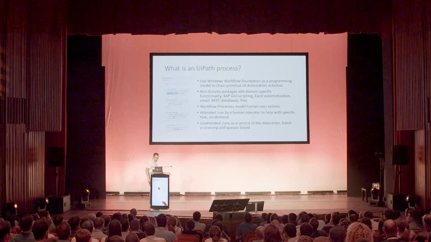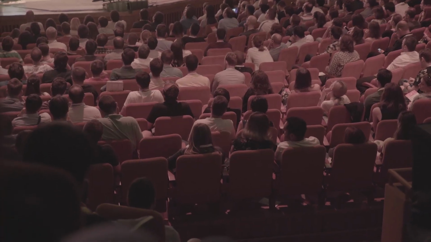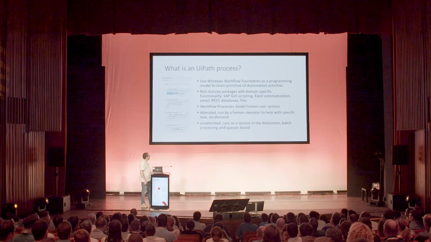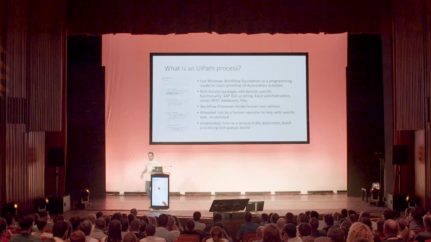We use Windows Workflow Foundation as the language through which we represent these processes. The core UI automation is our bread and butter, our secret sauce, but it's just one aspect because we can automate a lot of other things. We can do REST calls, database calls, and a lot of Office automation, the Office suites from Microsoft, Excel, Word, and so on, which are very commonly used in the enterprise. When you deploy a UiPath process, it models a business process which previously was done by a human.